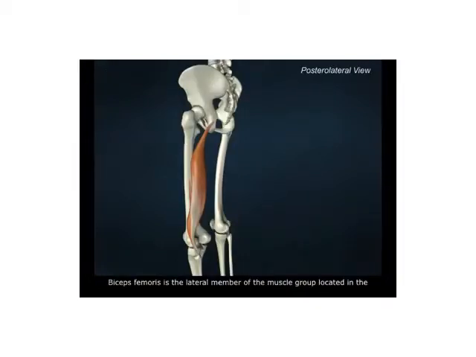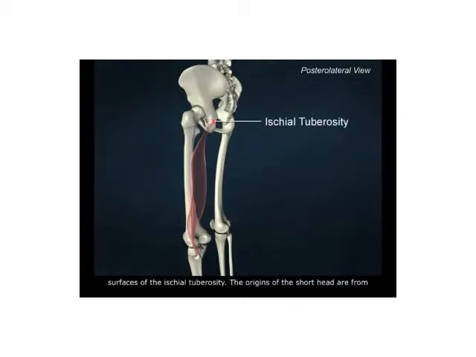Biceps femoris is the lateral member of the muscle group located in the posterior thigh, known as the hamstrings. Biceps femoris has two heads, the long head and the short head. The origin of the long head is by a common tendon with semitendinosus from the superior and medial surfaces of the ischial tuberosity. The origins of the short head are from the lateral lip of the linea aspera and the lateral supracondylar line of the femur.